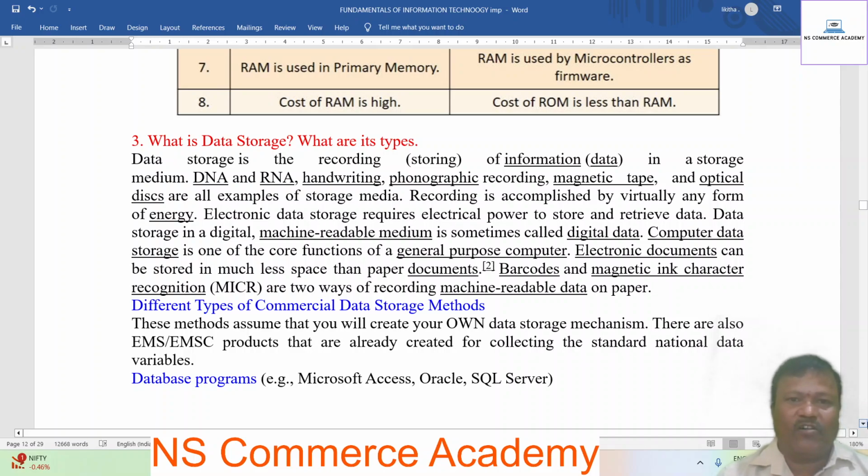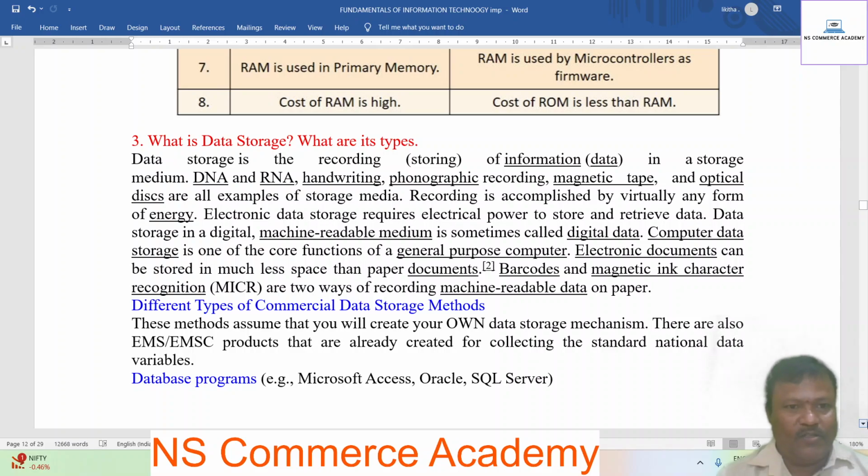Data storage is the storing of information or data in a storage medium. DNA and RNA, handwriting, phonographic recording, magnetic tape, or optical disc are all examples of storage media. The recording is accomplished by virtually any form of energy. Electronic data storage requires electrical power to store and retrieve data. Data storage in a digital machine-readable medium is sometimes called digital data.